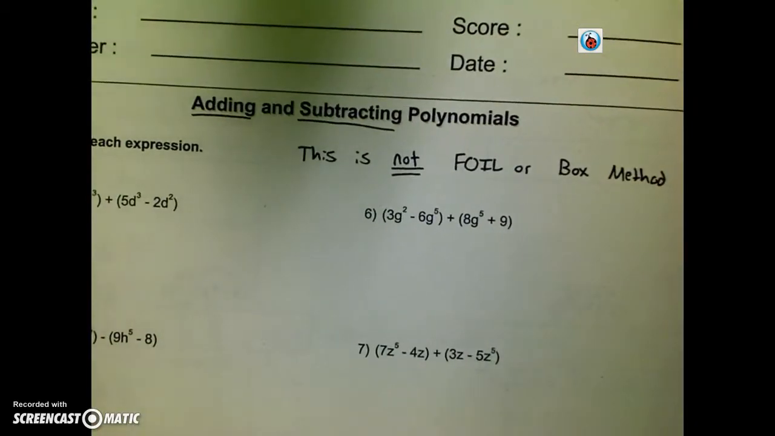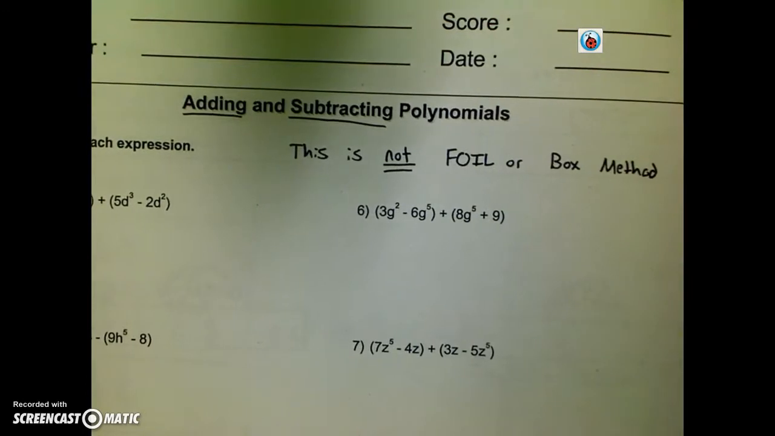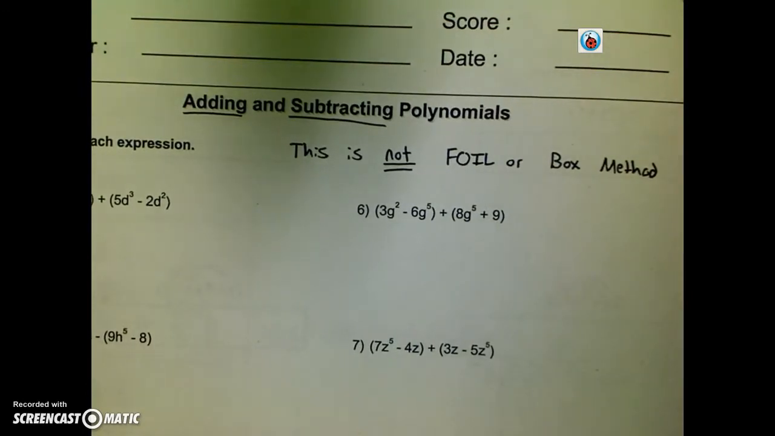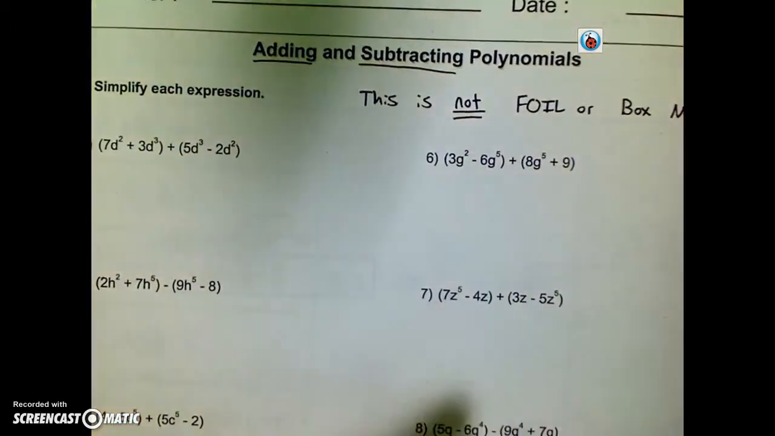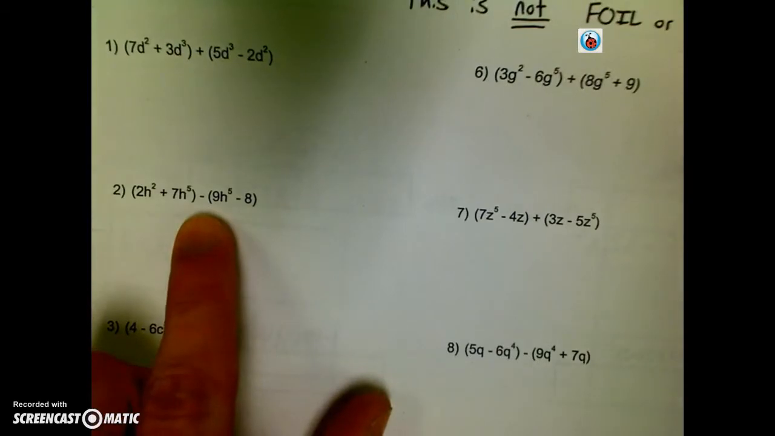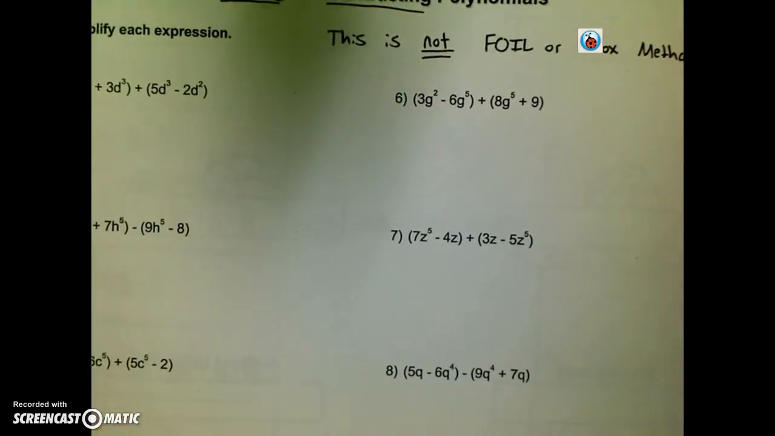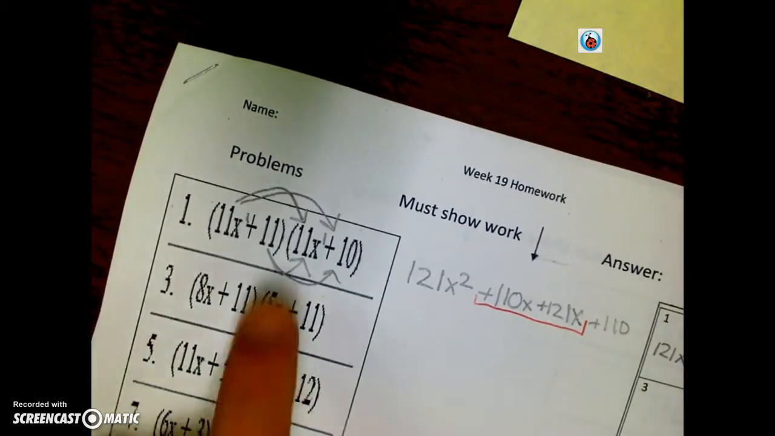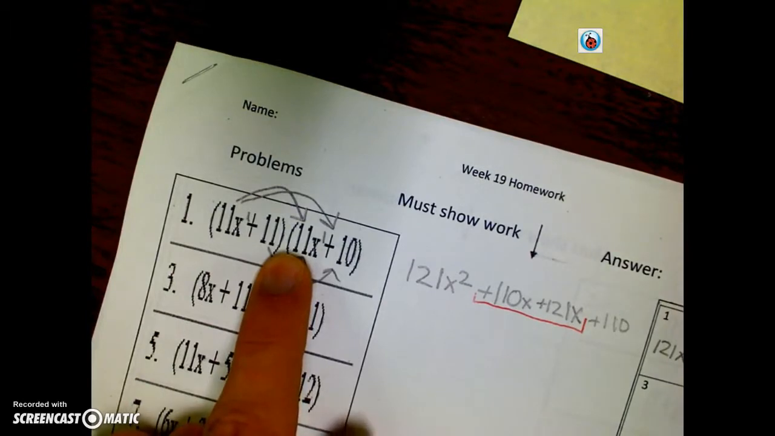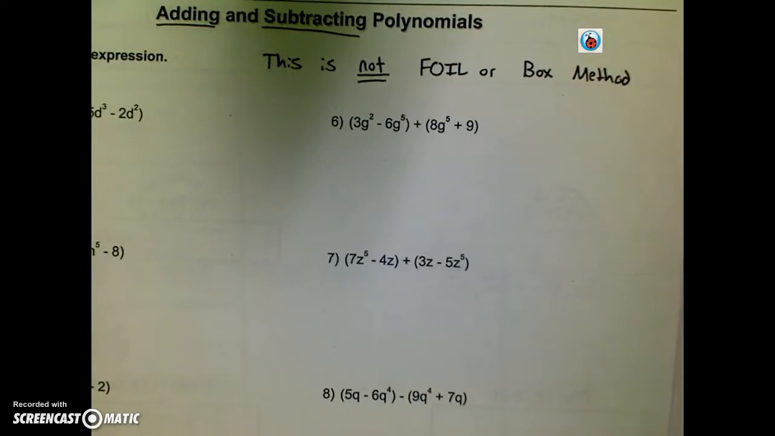Alright, now the back page is adding and subtracting polynomials. Note how I said this is not the FOIL or the box method. Alright, we can see a clear difference. All these either have an addition sign or a subtraction sign in between the 2 polynomials. That means we will not be drawing our arrows like we have been on these other pages. Right, we can see here there is no addition or subtraction. It's telling us to multiply. On these, all we simply have to do is combine our like terms.